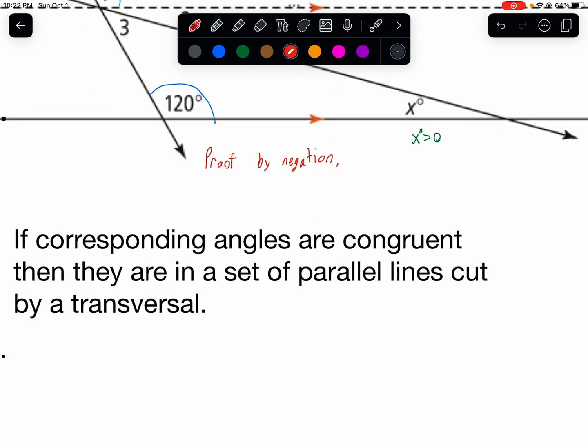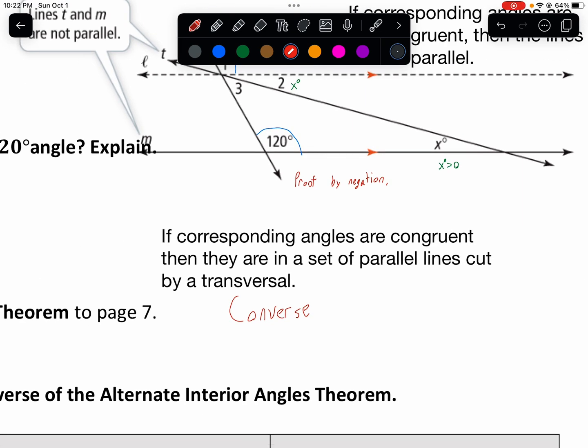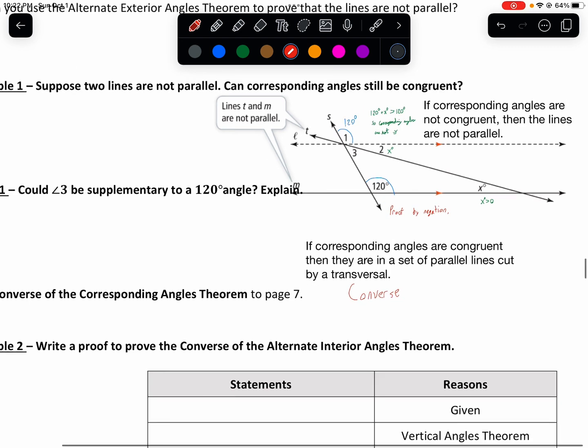I want you guys to understand that this is the converse. Okay? The converse statement is just the backwards. We had the previous statement, if we've got parallel lines cut by a transversal, then corresponding angles are congruent. This one is if we've got corresponding angles that are congruent, then they're in a set of parallel lines cut by a transversal. Okay.